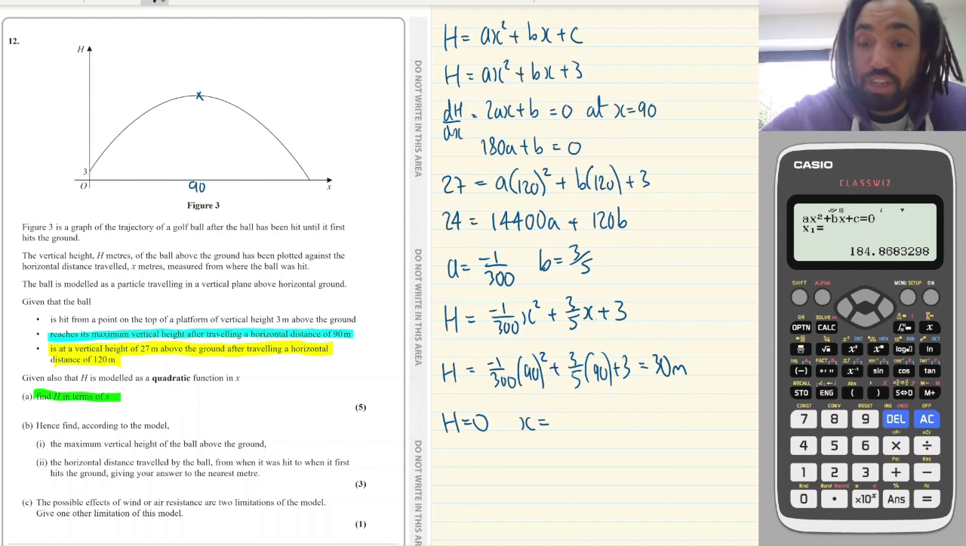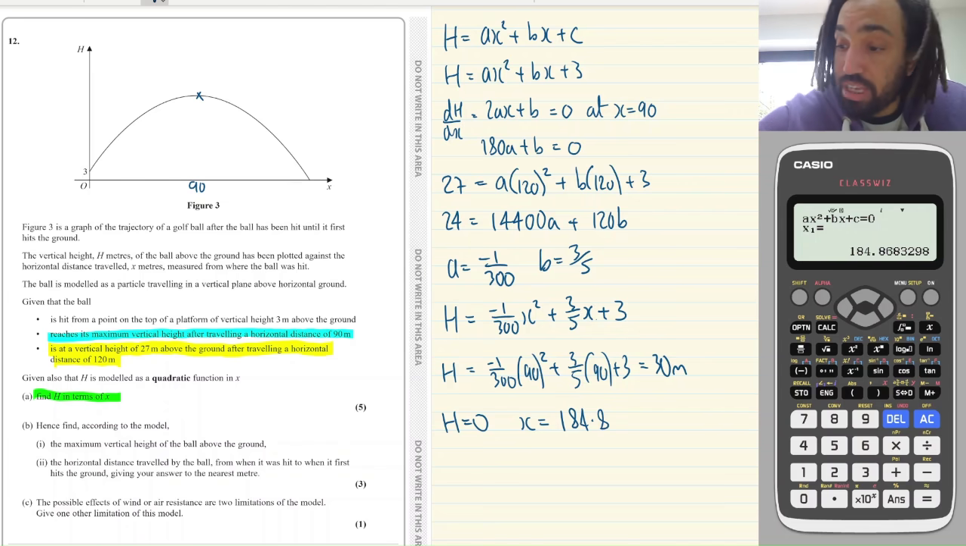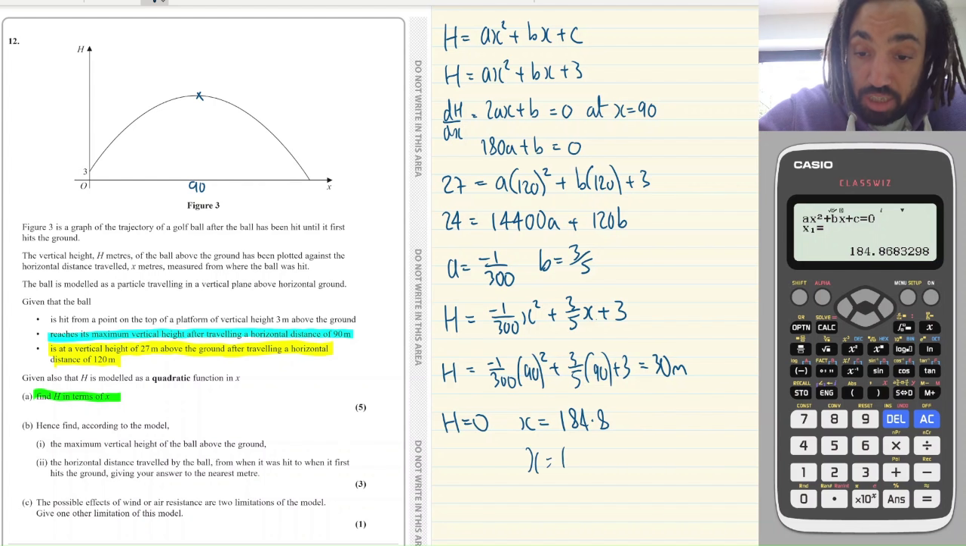So you should get one value which is positive, which is 184.8. So to the nearest meter, that is 185 meters.